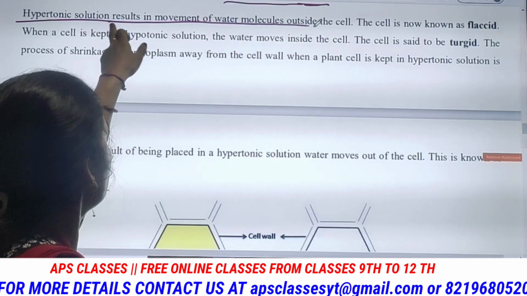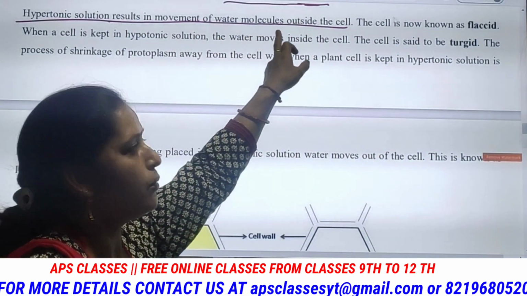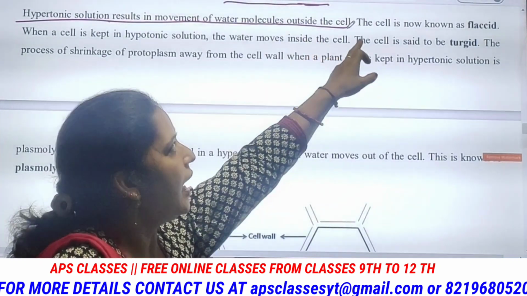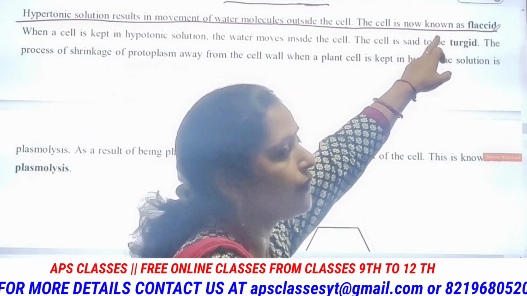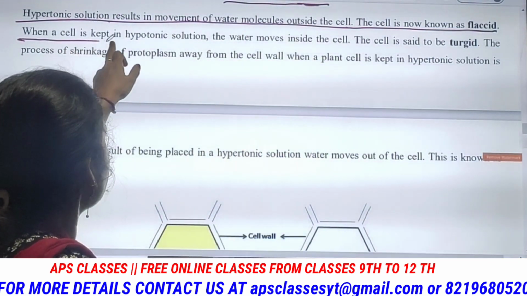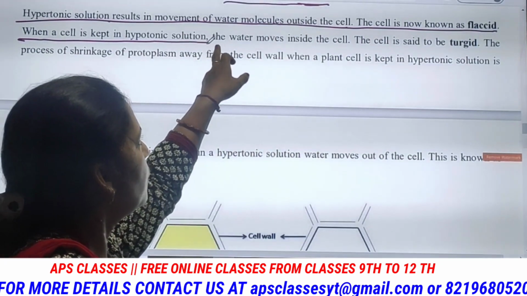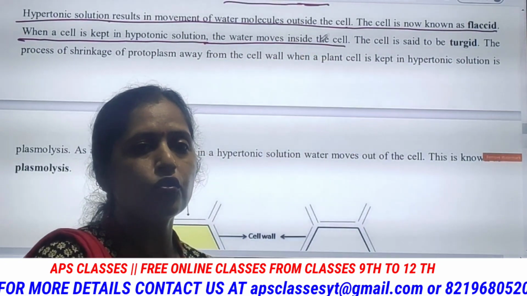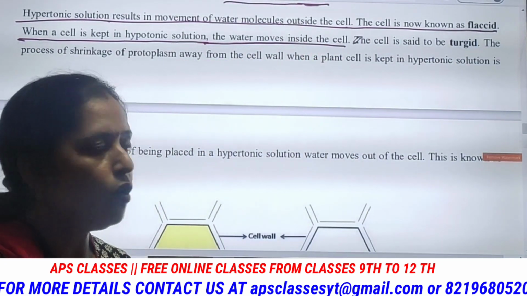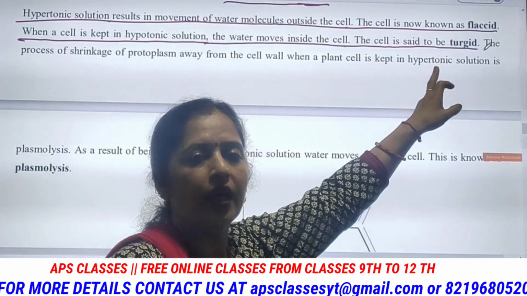What does hypertonic solution result in? It results in the movement of water molecules outside the cell, and the cell is now known as flaccid. What is the cell called at that time? Flaccid. When a cell is kept in hypotonic solution, the water moves inside the cell. And at that time the cell is said to be turgid.